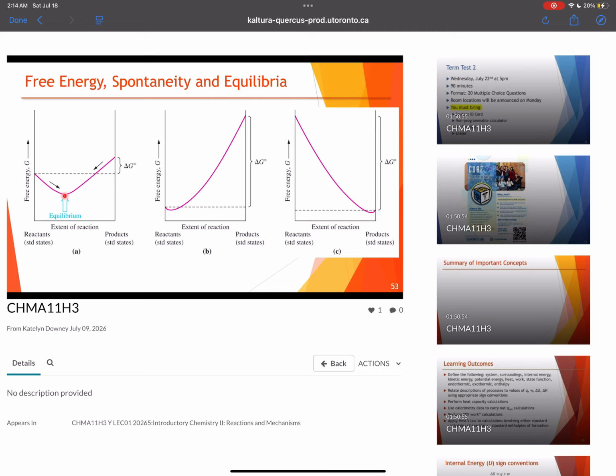Equilibrium's here, so our reaction sort of stops here. And if we go down to the extent of our reaction, we see we're going to have some reactants, we're going to have some products in this example.